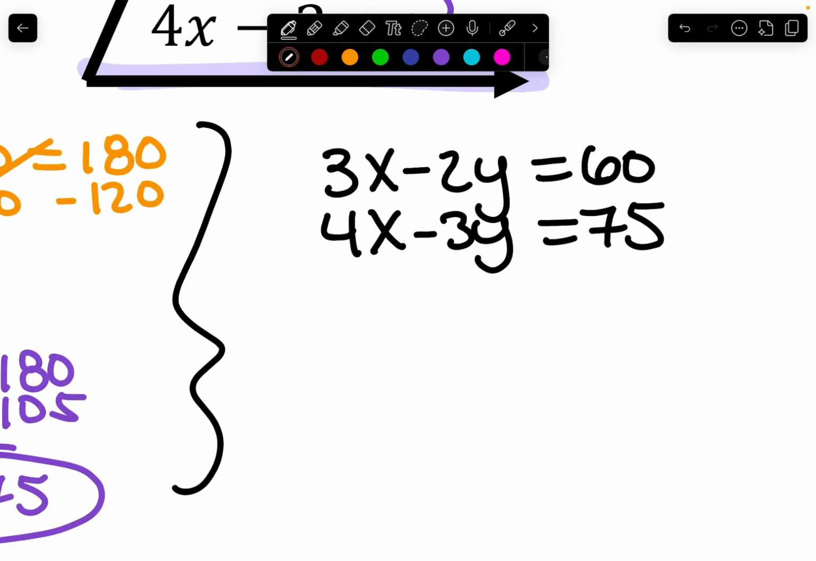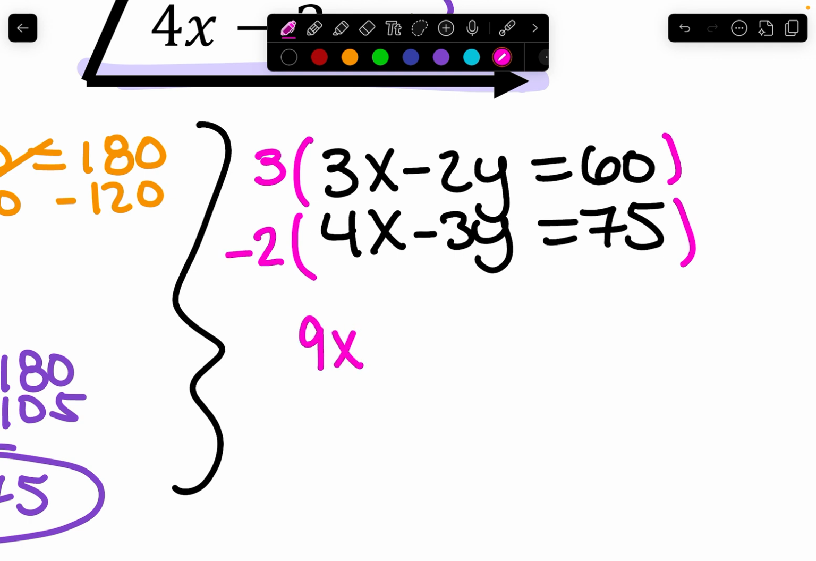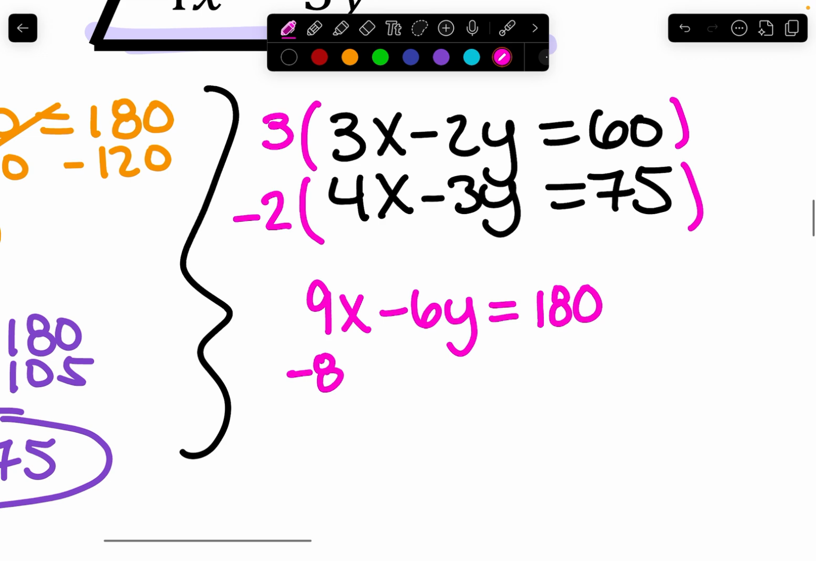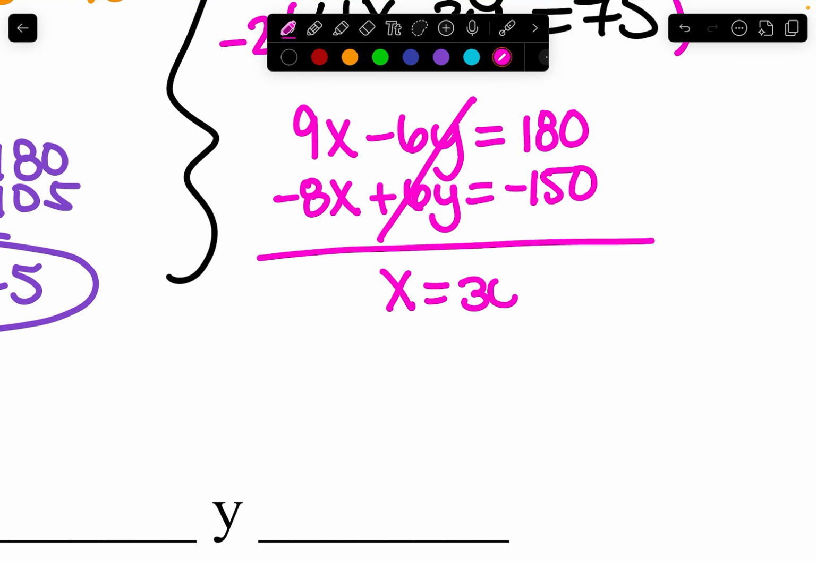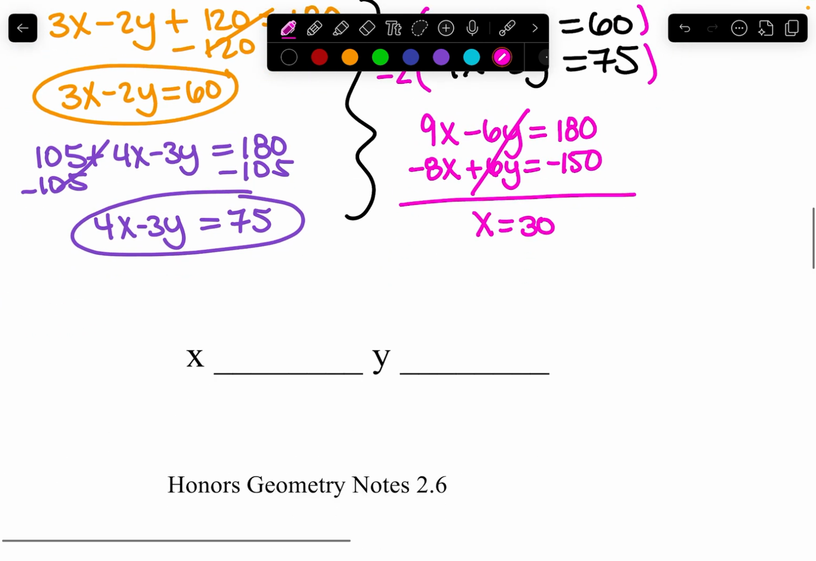It doesn't really matter which variables we choose to get rid of. Looking at this, I think I personally want to get rid of the y values. So I'm going to multiply the first equation by 3, the second equation by negative 2. This will get me 9x minus 6y equals 6 times 3 is 180. Negative 8x plus 6y equals negative 150. And then I can eliminate my y's. This leaves me x is equal to 30. So x will be 30.